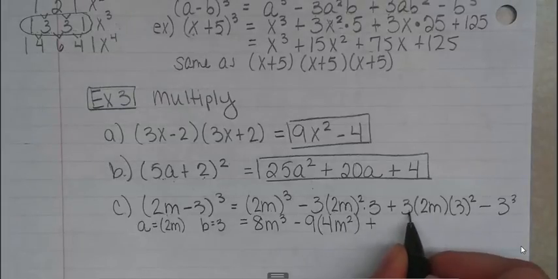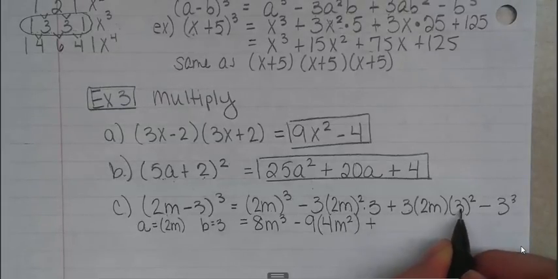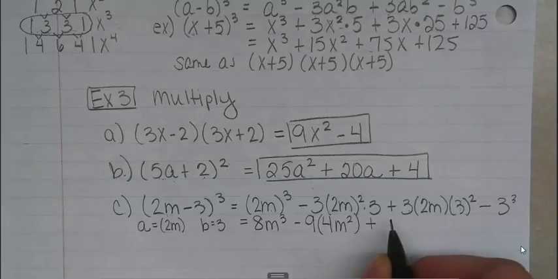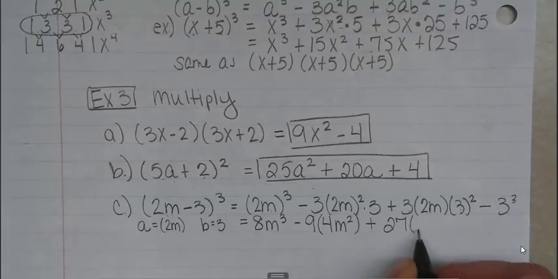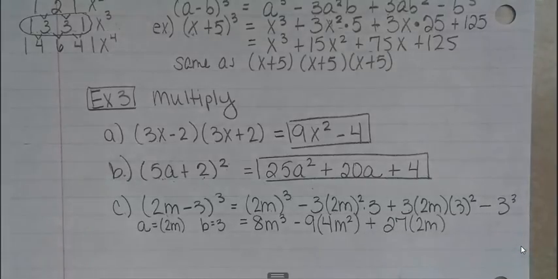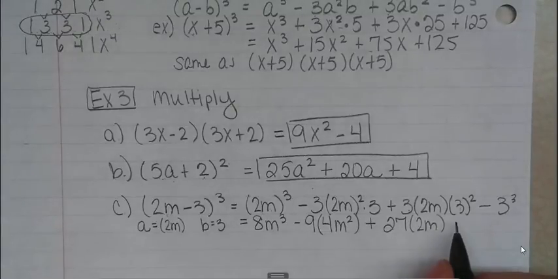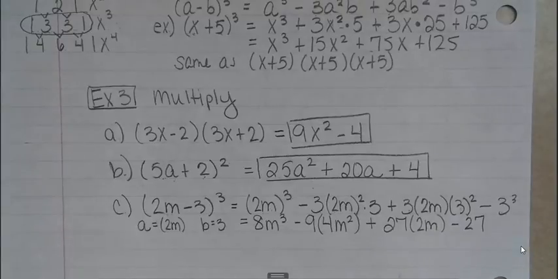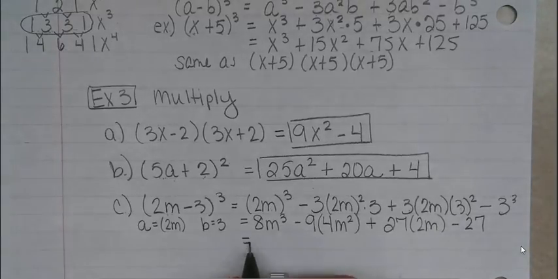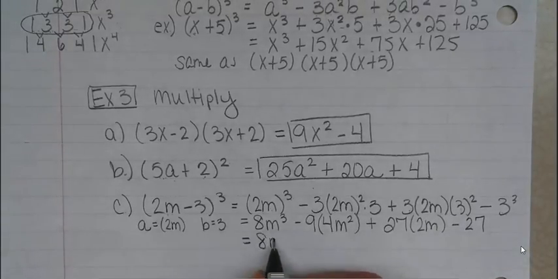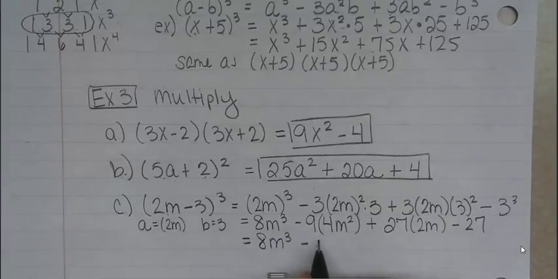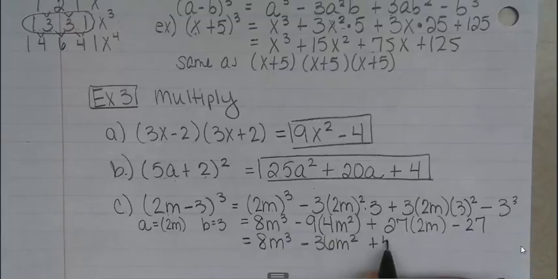So now I have 3. And 3 squared, well, that's really 9, right? So this is really 27 times 2m. And then negative 3 times 3 times 3 is 27. Okay, so my final answer, I'm going to end up with 8m cubed. This gives me a negative 36m squared, a positive 54m, and a minus 27.